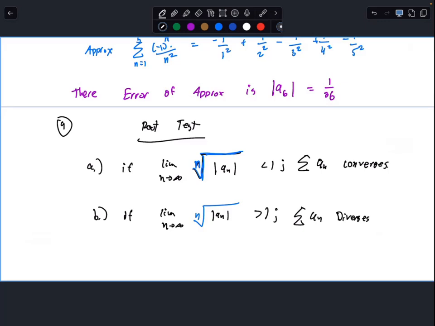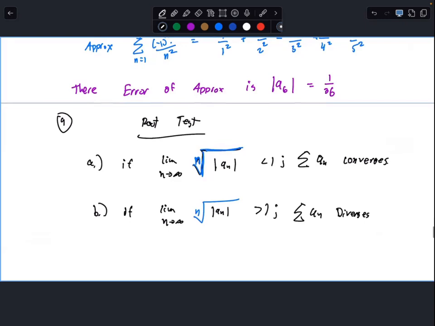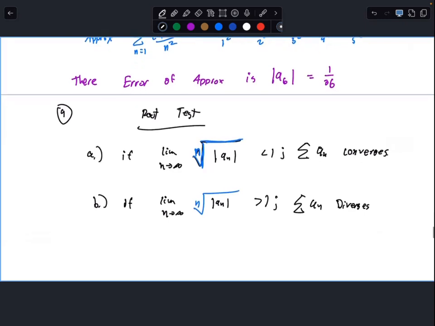Again, I know I'm doing this a little bit backwards, but for time reasons, once you see the root test, if you haven't done the ratio test, you can prove it that way. You can apply the ratio test to the root test to prove it.